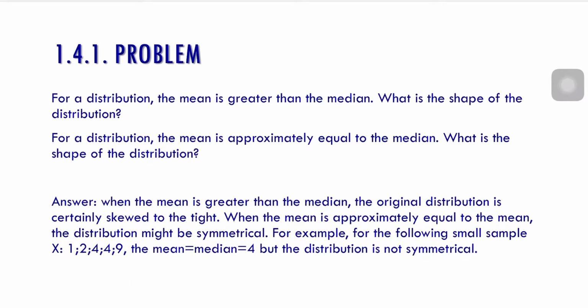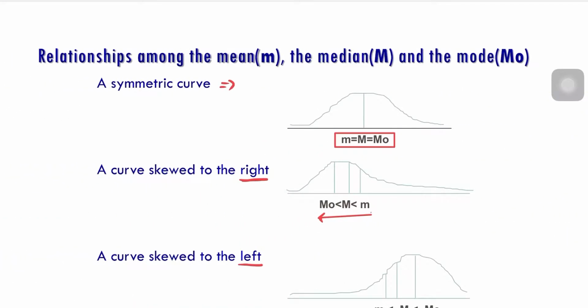Now we explain the problems. First we start by making a set of data or a table. For a distribution where the mean is greater than the median, what is the shape of the distribution? It's a very easy question. We can explain this problem with this table.